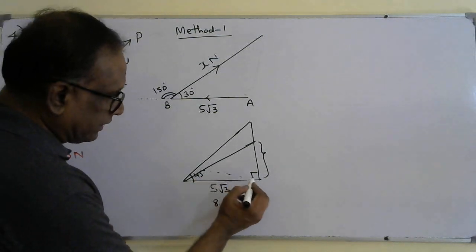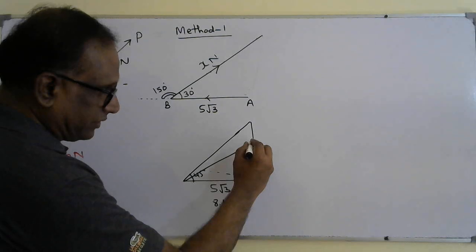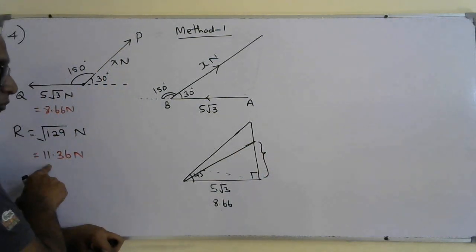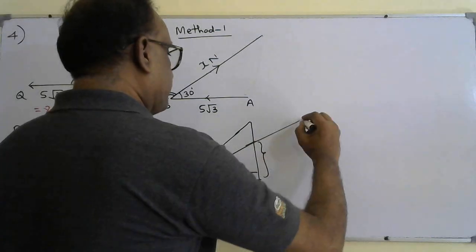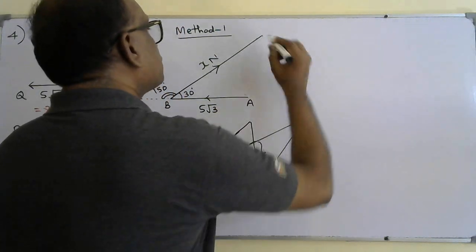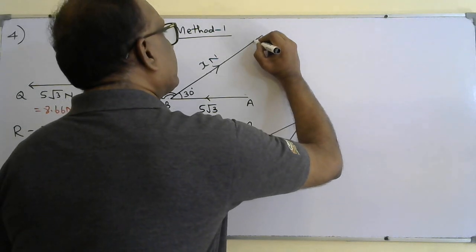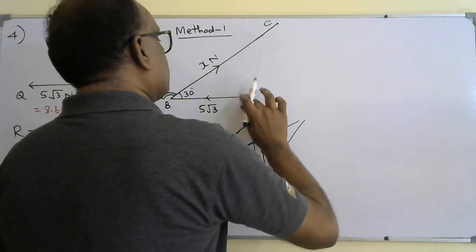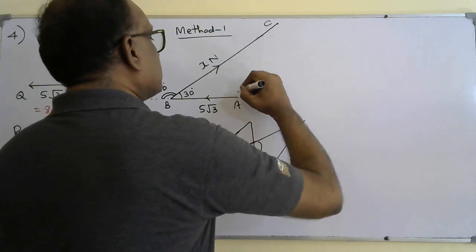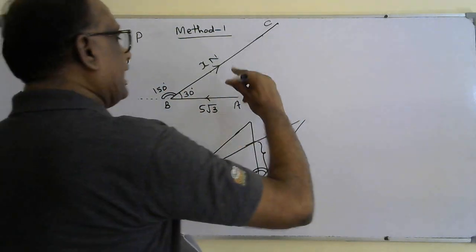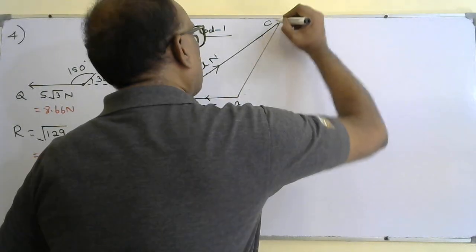Whatever line you draw here will be less than 8.66. Even the vertical line will be smaller than 8.66. But we know that 11.36 means it has to be somewhere here. This angle should be an obtuse angle. So the resultant should be somewhere here. We have to draw the point C somewhere here. And if I connect these two points, the angle between the line AB and AC will be an obtuse angle.